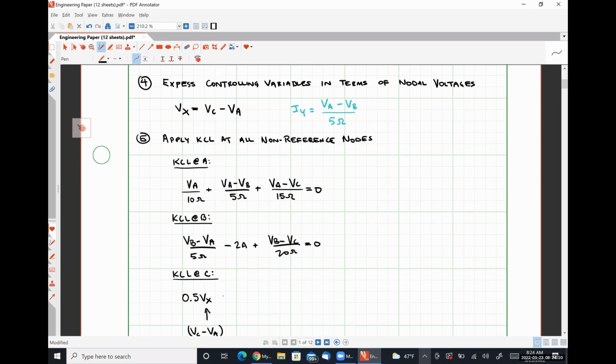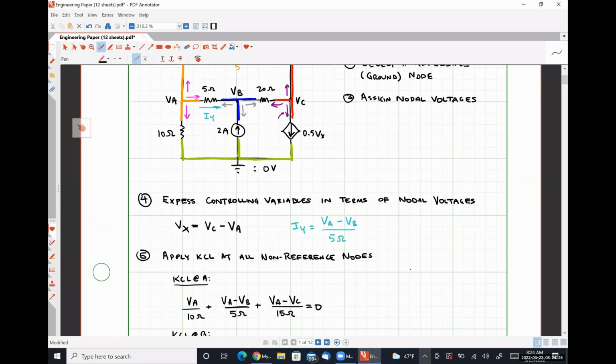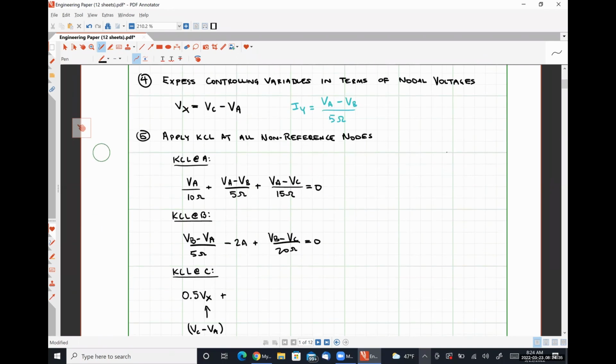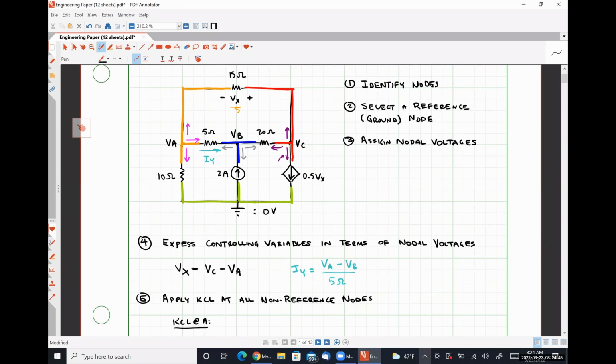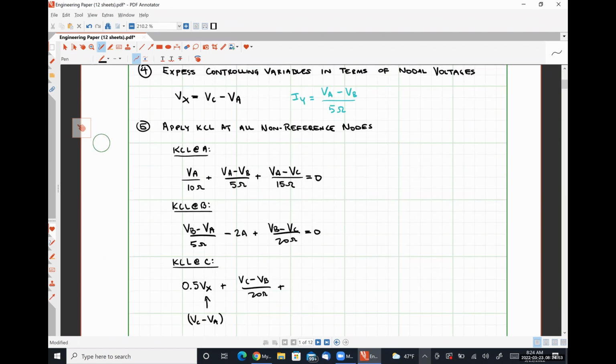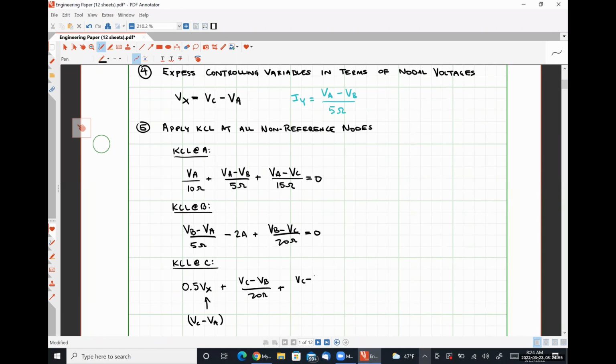All right, so what about the current flowing to the left through the 20 ohm resistor? VC minus VB over 20 ohms, okay? And finally, the current flowing up through the 15 ohm resistor. All righty, VC minus VA over 15 ohms.